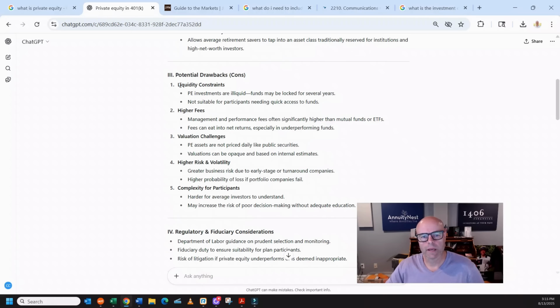Now, potential drawbacks. This is true. Liquidity constraints. If you own a publicly traded stock, you can buy it and sell it any day the stock market's open. Probably no problem, right? Liquidity constraints with private equity. If you own, let's say, a technology private equity company, or say it's a healthcare company trying to find a cure for cancer.